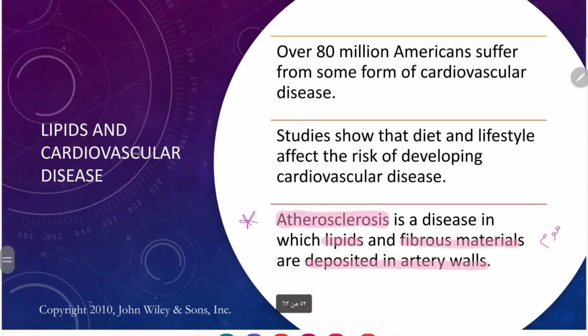Lipids and cardiovascular diseases. We know that high lipids can lead to cardiovascular diseases. Over 80 million Americans suffer from some form of cardiovascular disease. Studies show that diet and lifestyle affect the risk of developing cardiovascular disease, so a person's food and lifestyle will affect whether they develop heart disease.